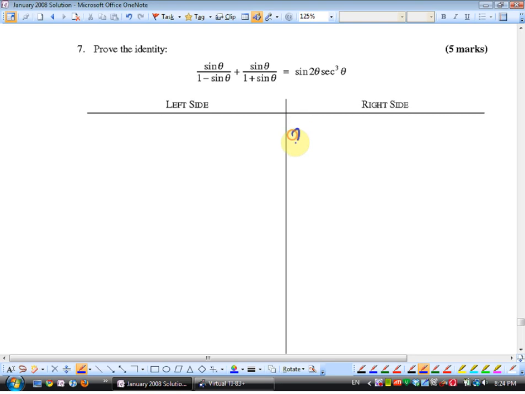This is 2 sine theta cos theta, right from the formula sheet on the right-hand side about one-third of the way down. Secant goes with which trig function? It goes with cosine. So this is going to be times 1 over cos cubed theta.